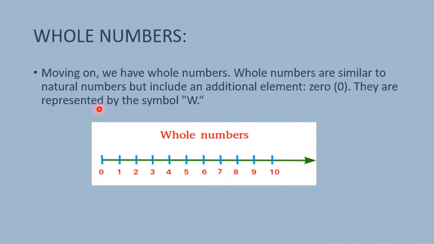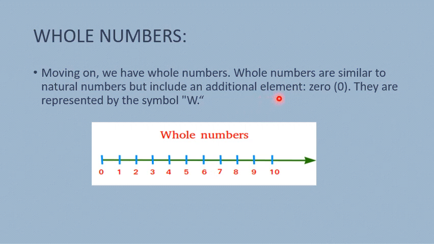I hope it's clear what natural numbers are. Now moving ahead, we have whole numbers. Now what are whole numbers? It's very simple and easy. You just have to add 0 to the natural numbers. Natural numbers start from 1: 1, 2, 3, 4, 5, 6, 7, 8 and so on. If you add 0 at the start, you will start counting from 0, 1, 2, 3, 4, 5, 6 and so on. These kinds of numbers become the whole numbers.